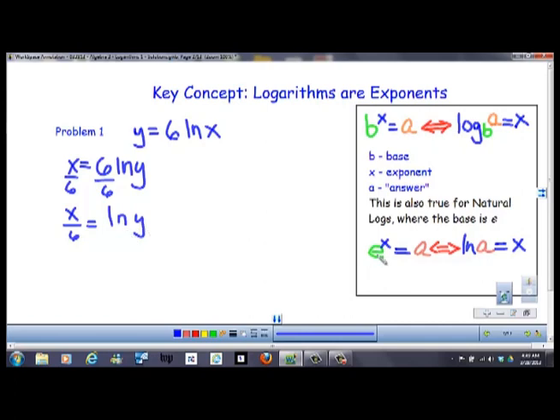Now what we said is over here, the natural log of an answer is equal to the exponent. It turns into e to the x is equal to a. So we'll simply rewrite this. The base is here. This is another way to think of it. The base is here, the exponent is on the other side of the equal sign, and a is our answer. So rewriting it, we have e to the x over 6 is equal to y.